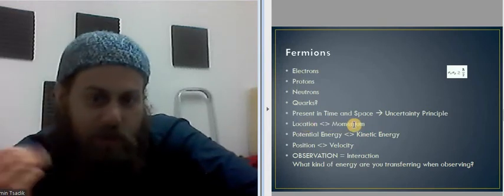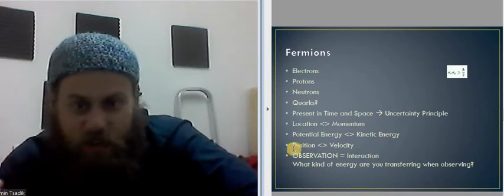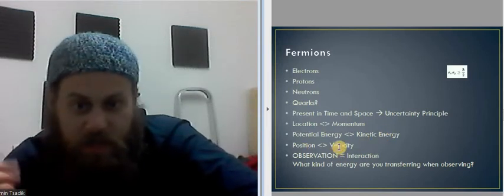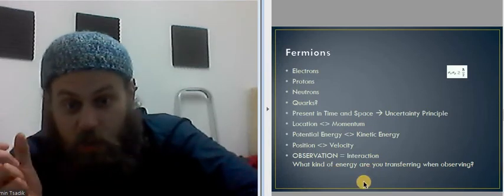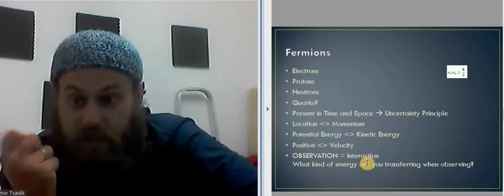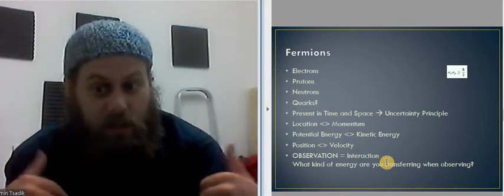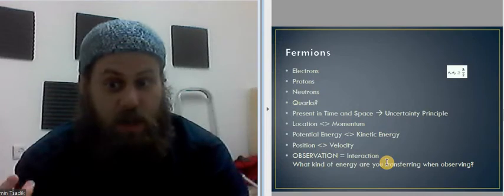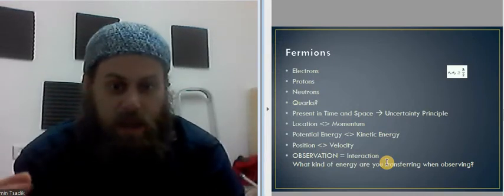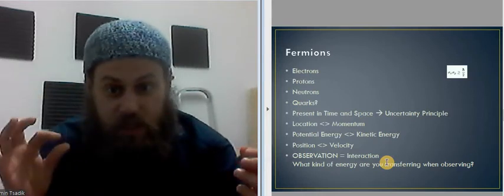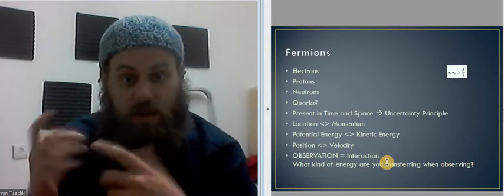And so you can't know the location and the momentum at the same time. Same thing, potential energy or kinetic energy; position and velocity is the same as location and momentum. So this is the uncertainty principle here. And then the observation is the interaction. What kind of energy are you transferring when you're observing it, right? So, for example, an electron can give off a photon, right? It'll give off information. And from that information, you can know something about the electron, right? But it's losing energy. And so that loss of energy, that transfer of information will affect the electron, right?